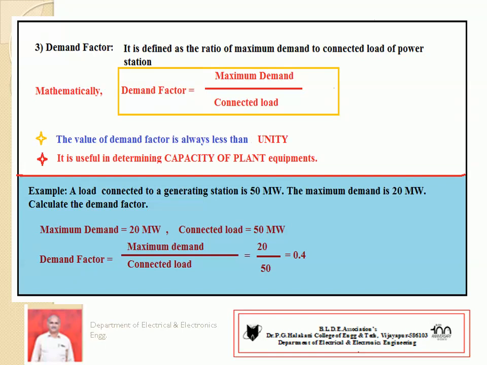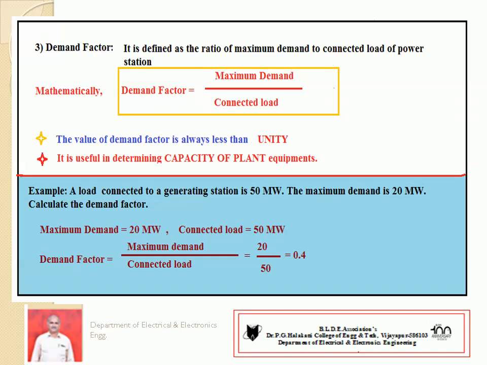It provides the useful information to design the capacity of the plant equipment. Getting the idea? One example you can enjoy. A load connected to a generating station is 50 megawatt. This is the connected load. Maximum demand of the plant is 20 megawatt. Then you calculate the demand factor.